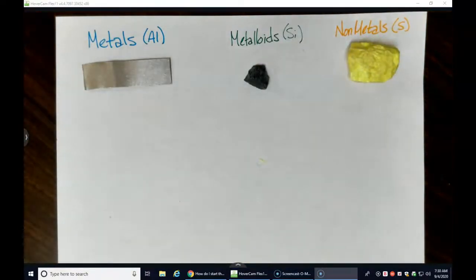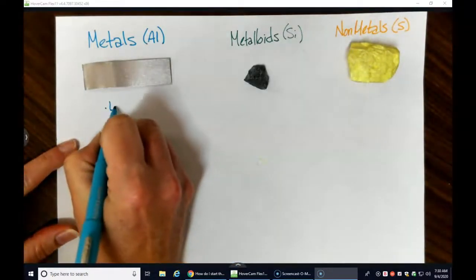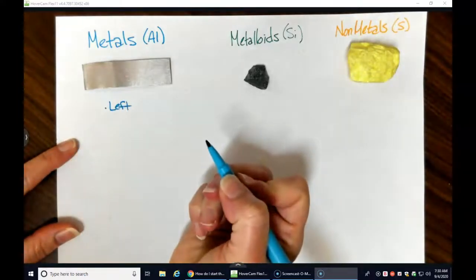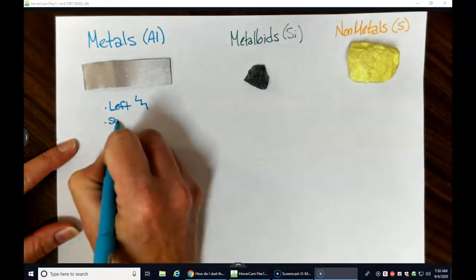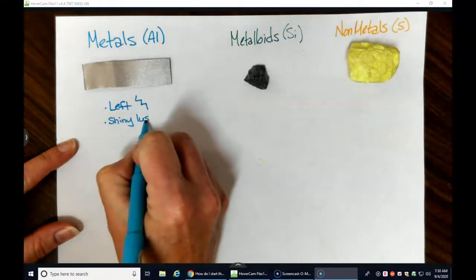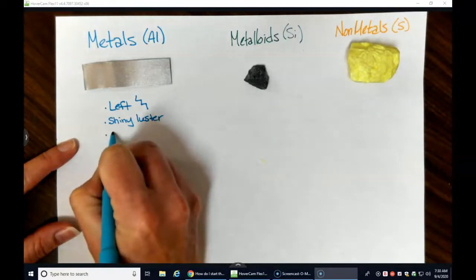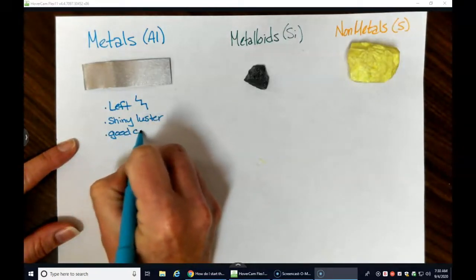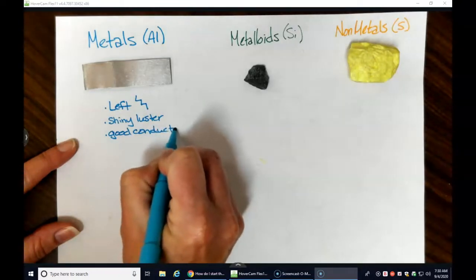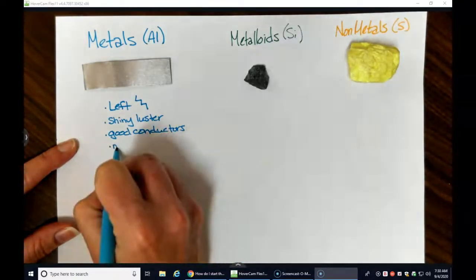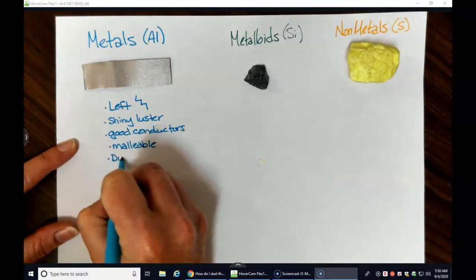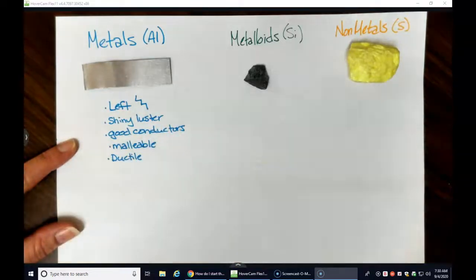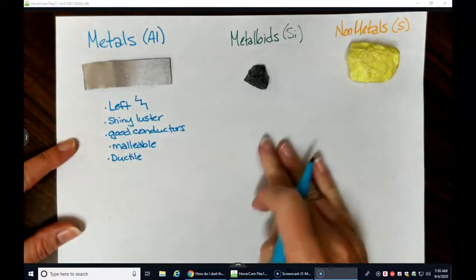So let's recap some of those key words. For metals, these are on the left of the zigzag line. They have a shiny luster. They are good conductors. And they are malleable. Now, another word we didn't discuss here is ductile, and that just means they can stretch into a wire, and I don't have any samples that I could show you of that.